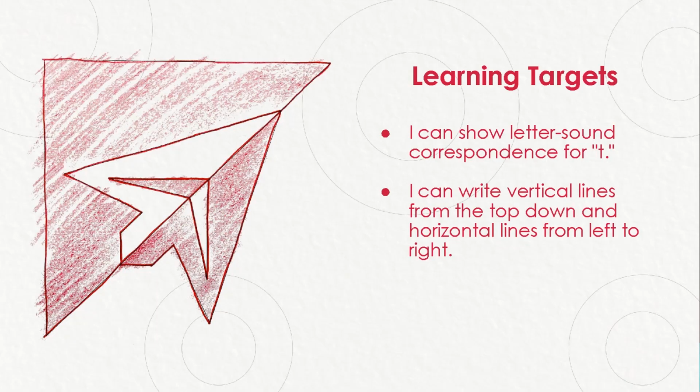There are two learning targets for our lesson today. The first target says, I can show letter sound correspondence for T. And the second target says, I can write vertical lines from top down and horizontal lines from left to right.